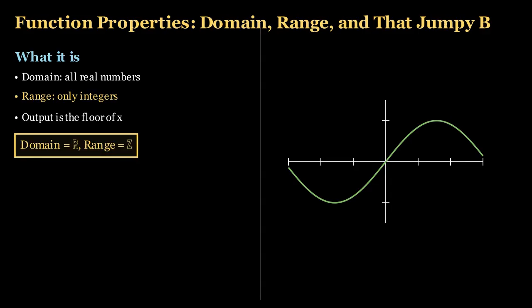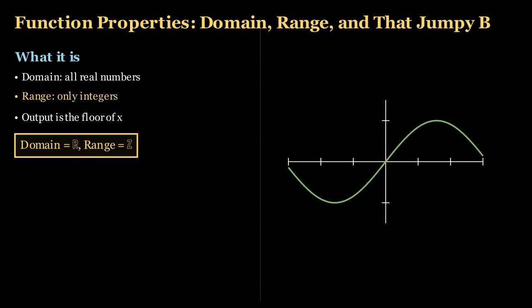But look at what comes out. The function always rounds down to the nearest integer. That means the only possible outputs are whole numbers like negative 2, 0, 5. The range is exactly the integers, a set of isolated dots on the y-axis, not a continuous smear.